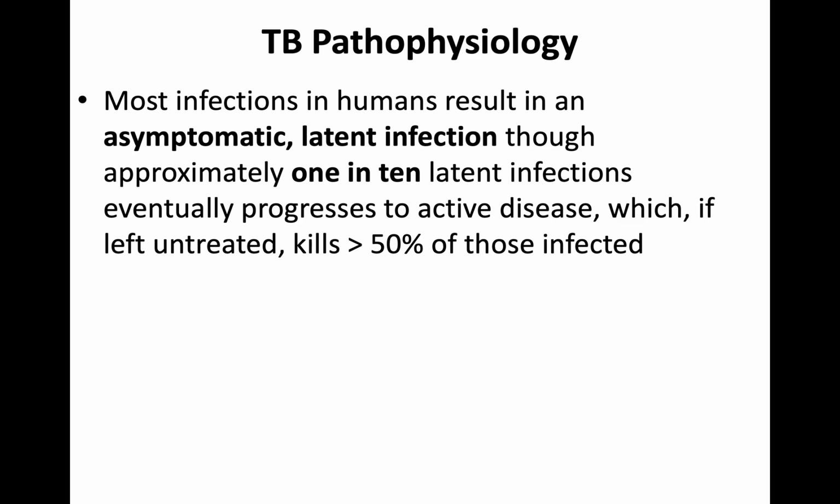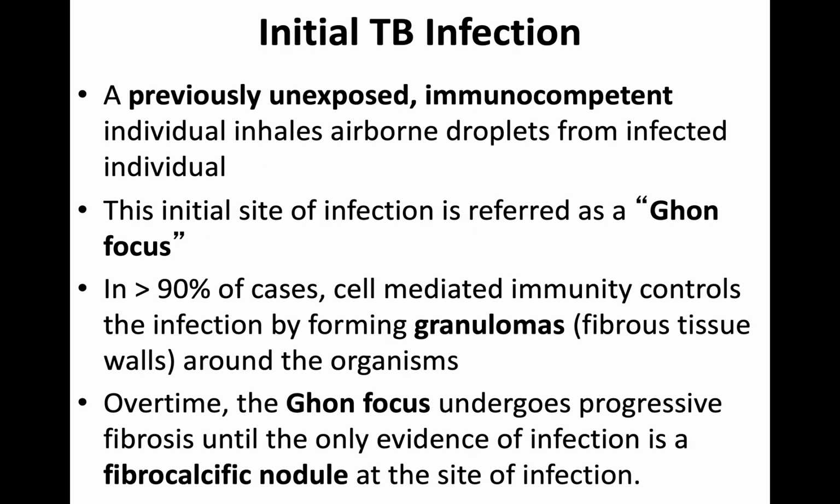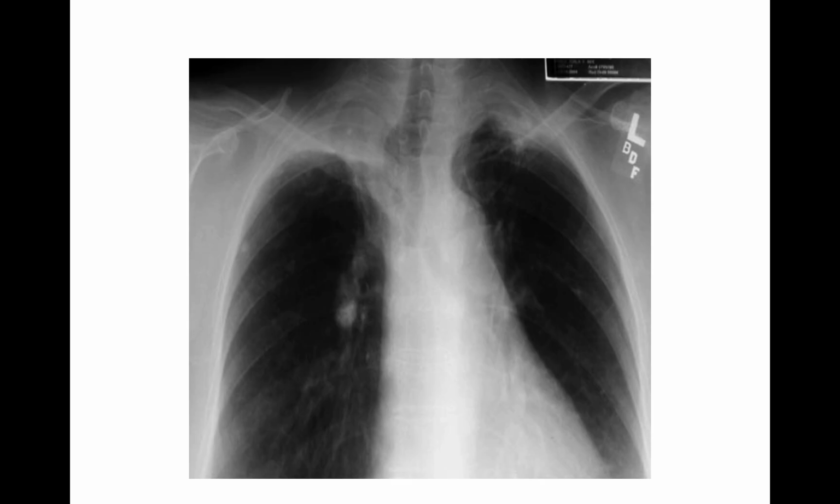So we just said that most of the time, the asymptomatic latent infection is what happens, okay? Let's talk a little bit more about what it looks like when the granulomas form. A healthy person inhales the bacteria, they start to multiply, and fibrous tissue is formed around it. That initial site of infection is called a Ghon focus, and that Ghon focus over time will become calcified and just becomes a calcified nodule inside the lung. There it is on the left side of the screen. That was someone that inhaled the TB bacteria. It started to multiply, the body formed the granuloma around it, and they would have had latent TB.